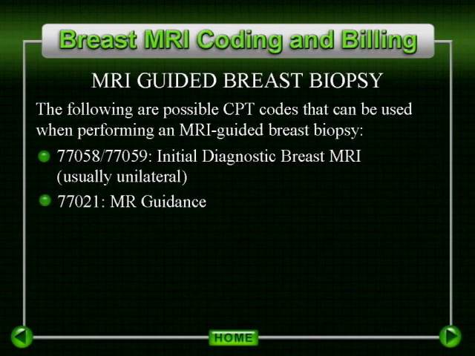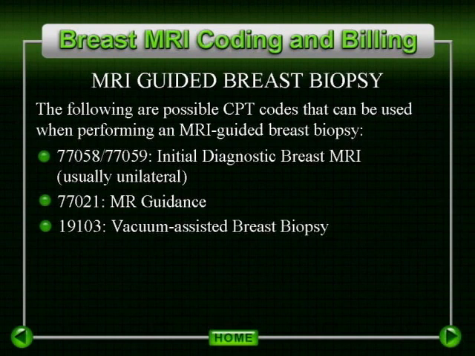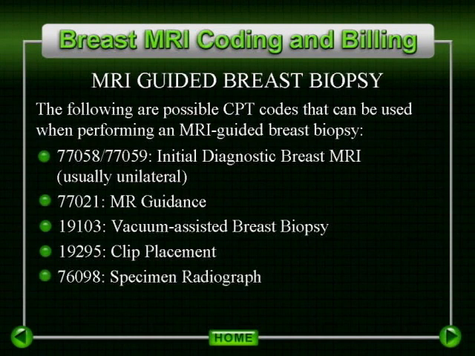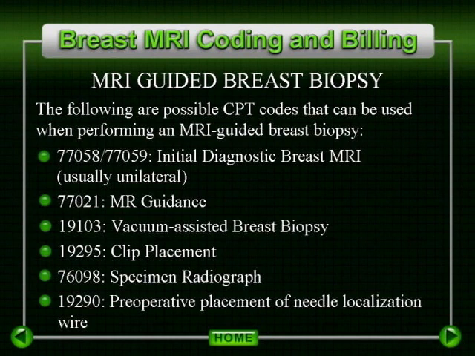77021 is for the MR guidance. 19103 is for the vacuum-assisted breast biopsy. 19295 is for a clip placement. 76098 is for specimen radiograph. And 19290 is for preoperative placement of a needle localization wire.